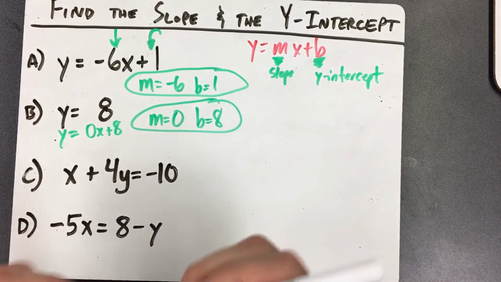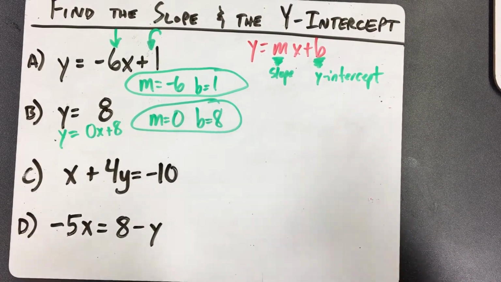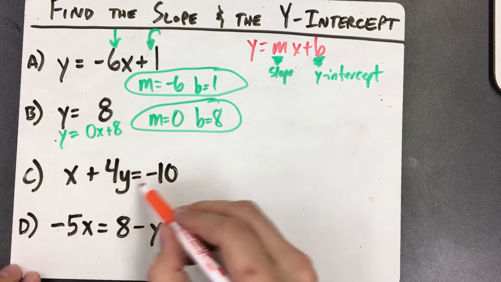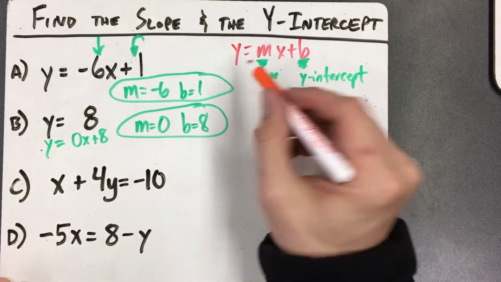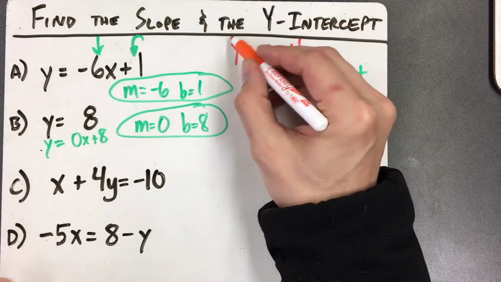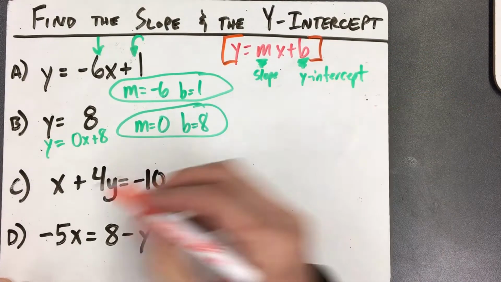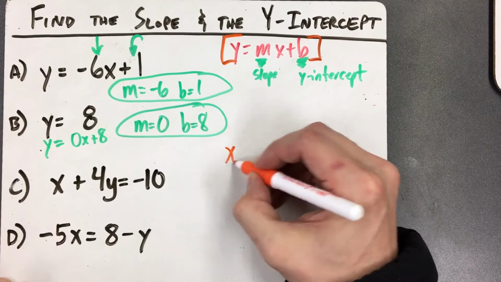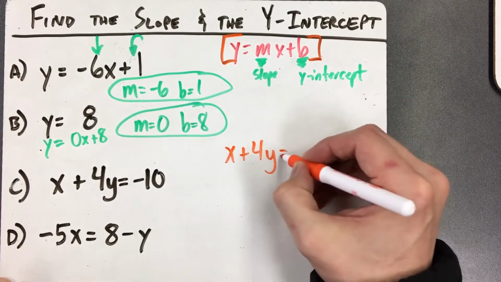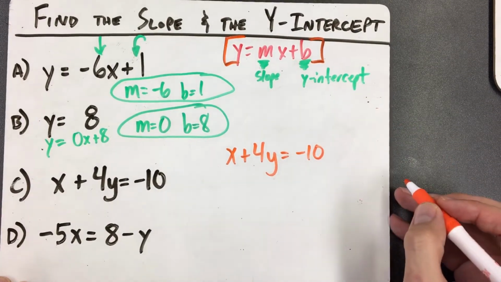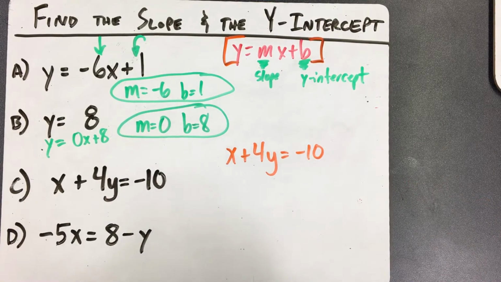Here, they were a little bit more rude to you. On letter C, I'm actually going to have to work this one out. They didn't put it in slope-intercept form. Do you see what slope-intercept form looks like up here? The letter y is all by itself on the left-hand side, completely isolated. So to do letter C correctly, the first thing I need to do is get the letter y isolated on one side of the equal sign. We've done this before. We're going to solve this for y. We want to get the letter y all alone.